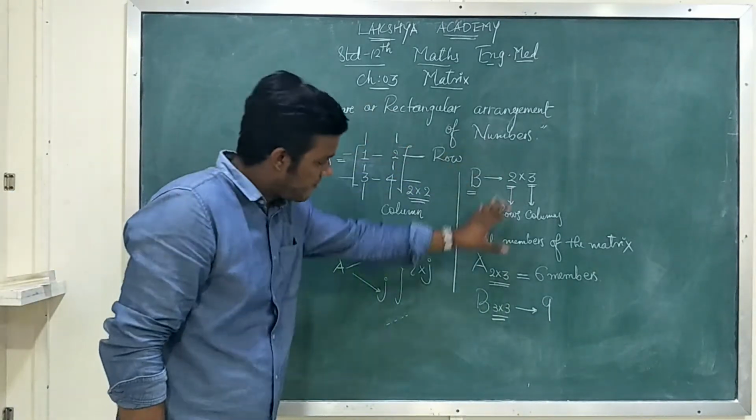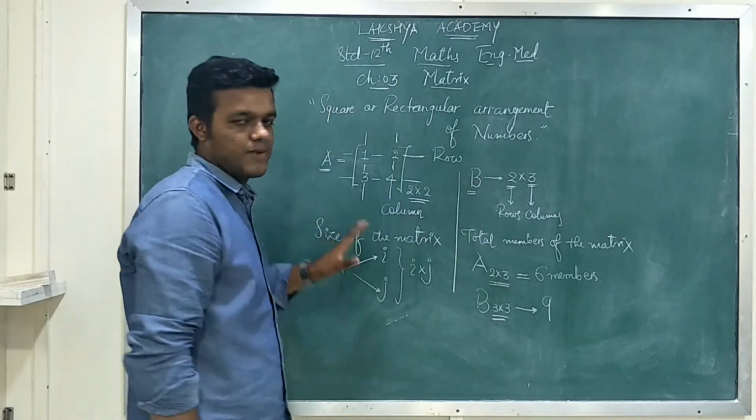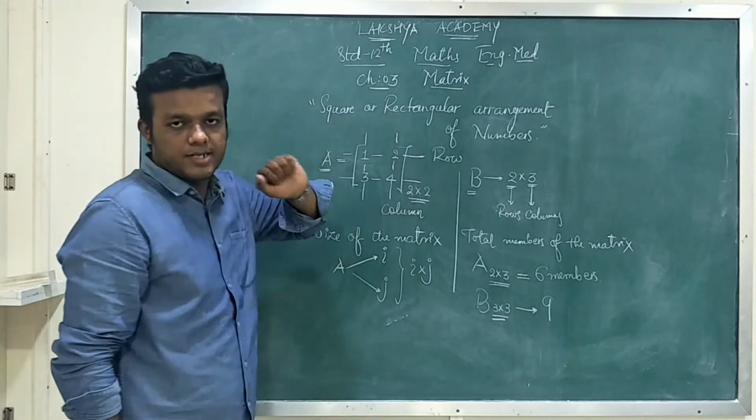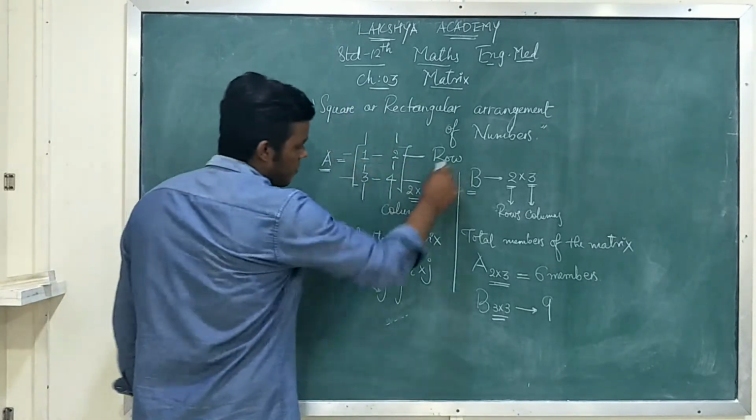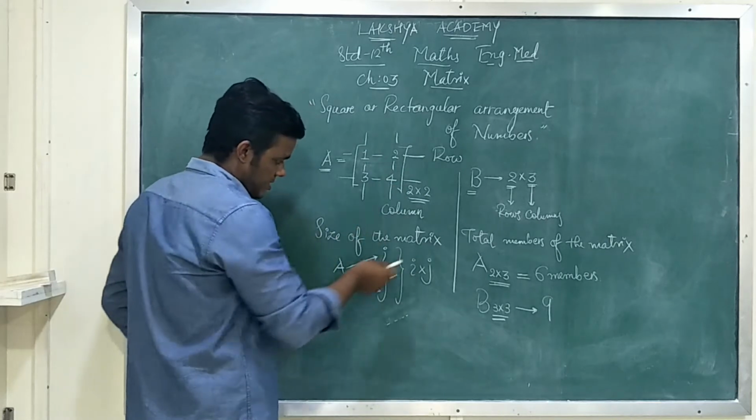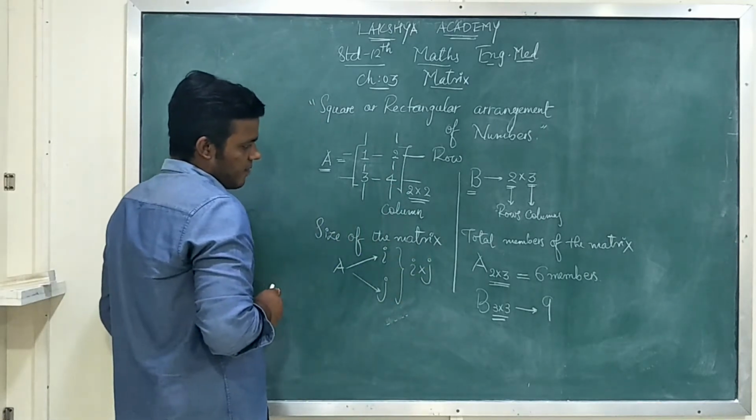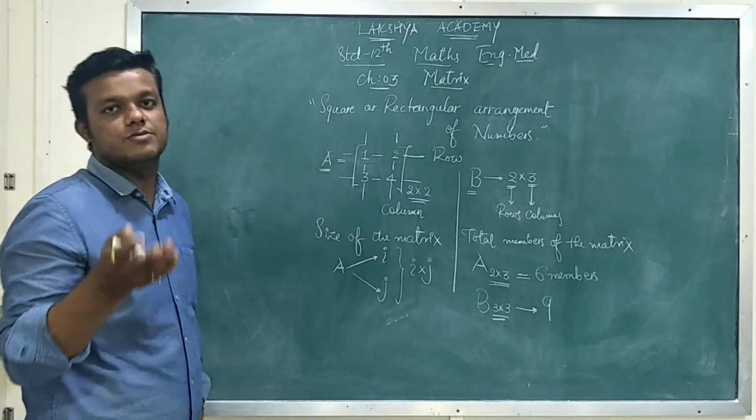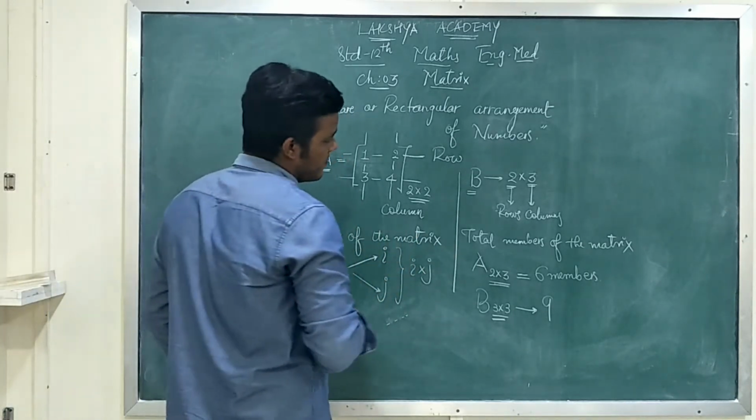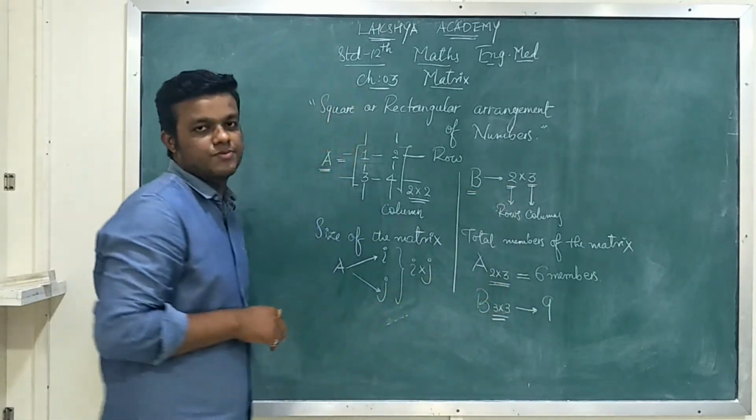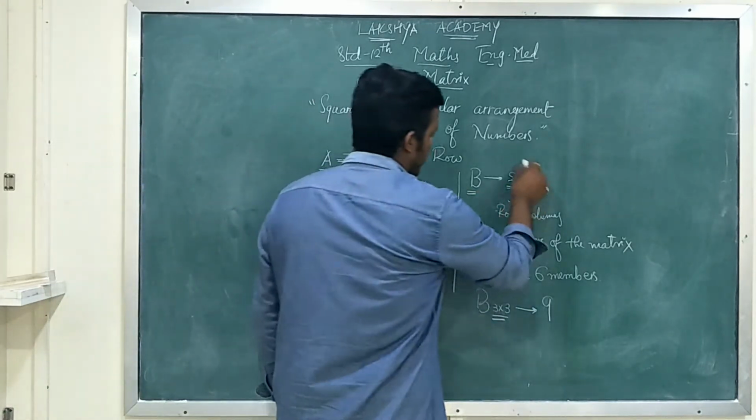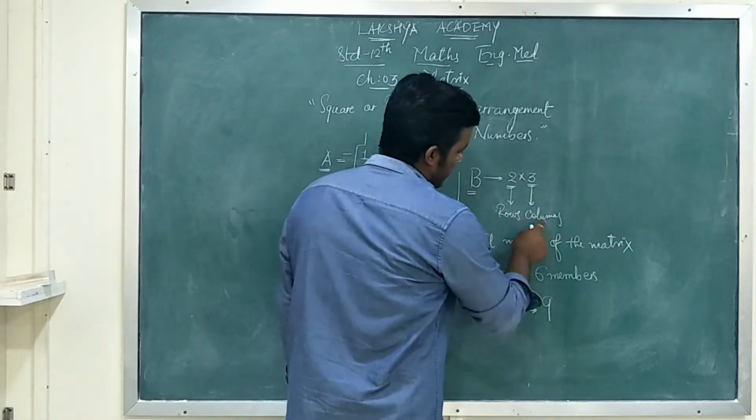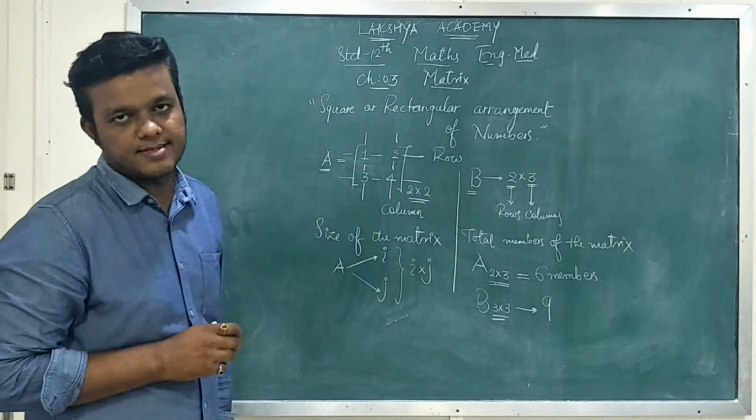So this is the definition or the basic introduction of a matrix. What is a matrix? It is an arrangement in the form of a square or rectangle. Then what is a row? What is a column? What is the size of the matrix? If I tell you A is 2 cross 2, then it will have 2 rows and 2 columns. 2 cross 3, 3 cross 2, whatever the size is, it just shows the number of rows and columns that the matrix has.